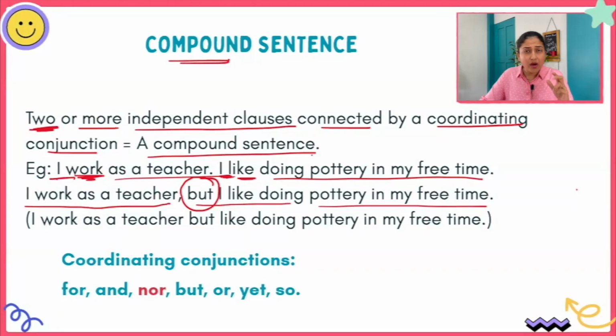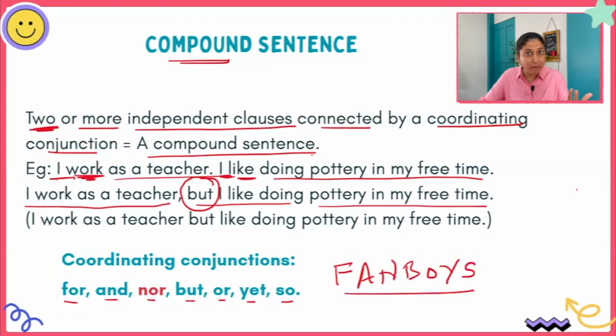Good. Now, what are these 7 coordinating conjunctions? They are for, and, nor, but, or, yet, so. Now, if we take the first letter of all these 7 coordinating conjunctions, we get an acronym which is FANBOYS. Now, that's not really a word, but this is just a way to remember the coordinating conjunctions.